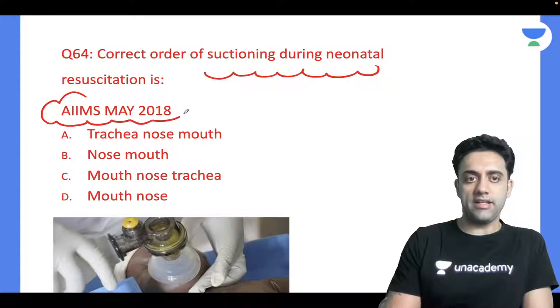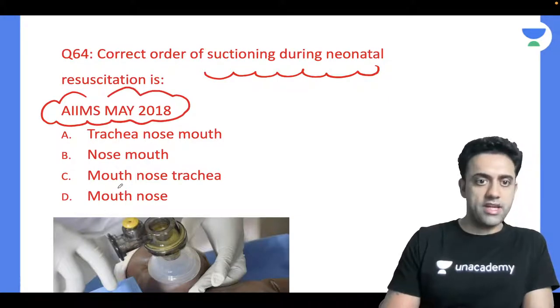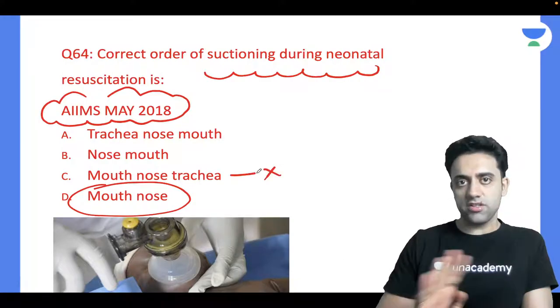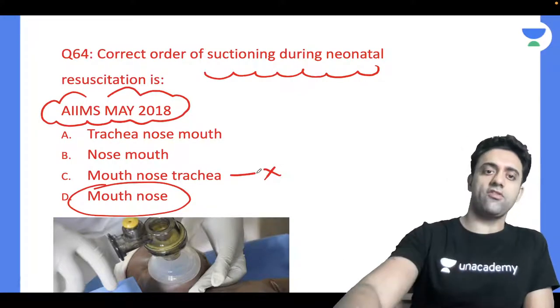AIIMS May 2018 question. What is the correct order of suctioning? Everyone knows mouth followed by the nose. It is not mouth, nose, and trachea. Tracheal suctioning is not done; it is obsolete. So it is mouth followed by the nose.